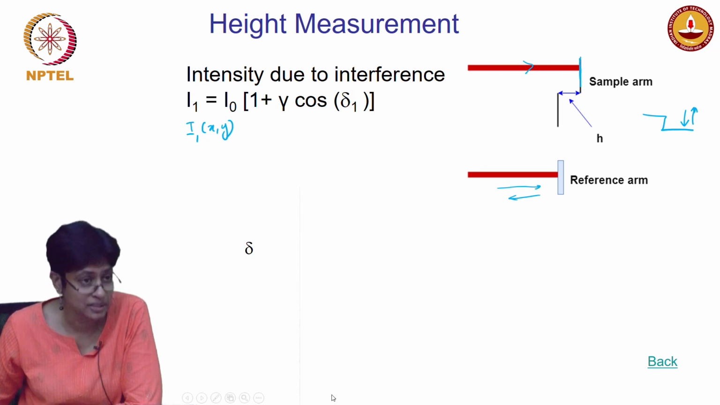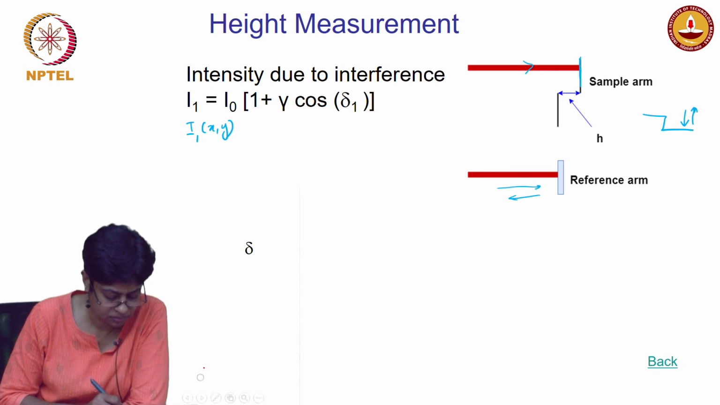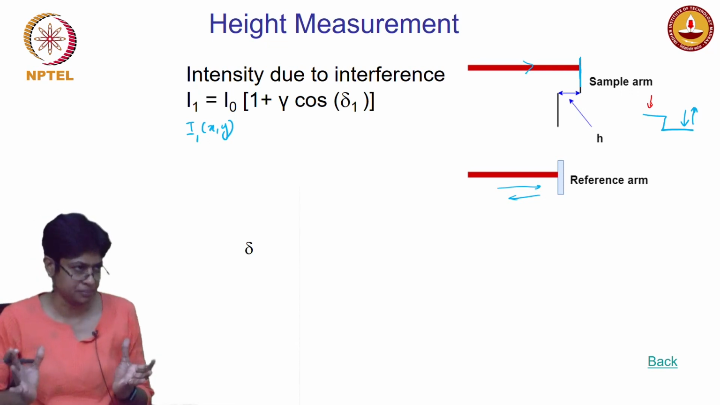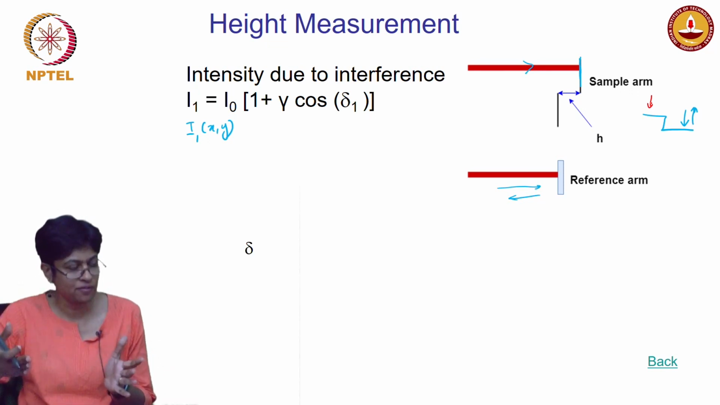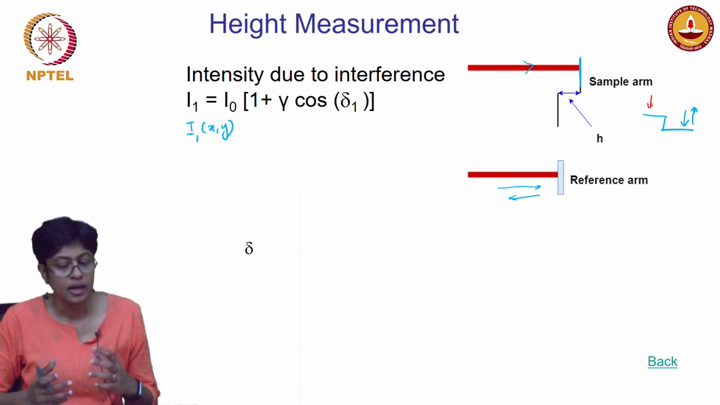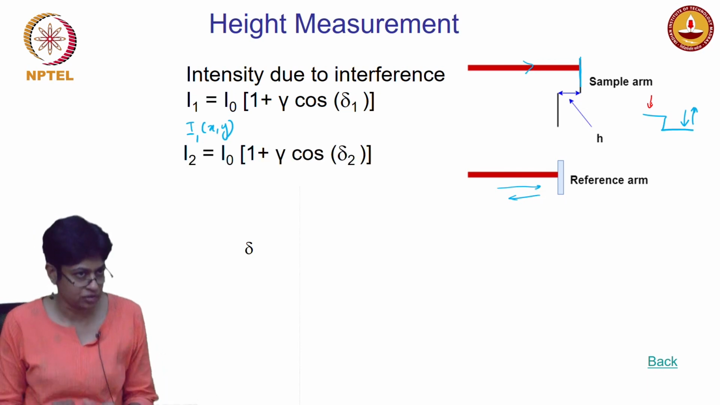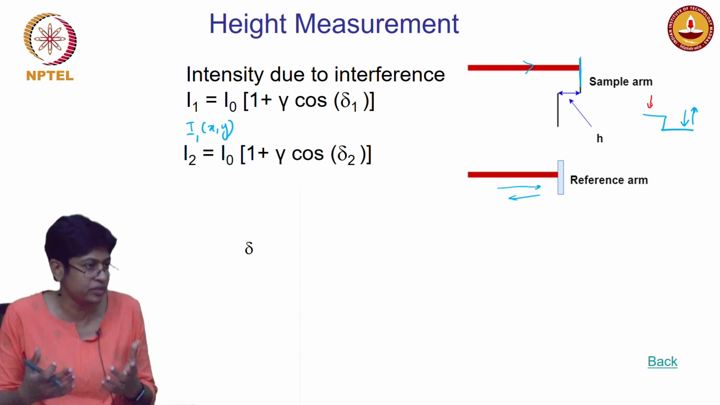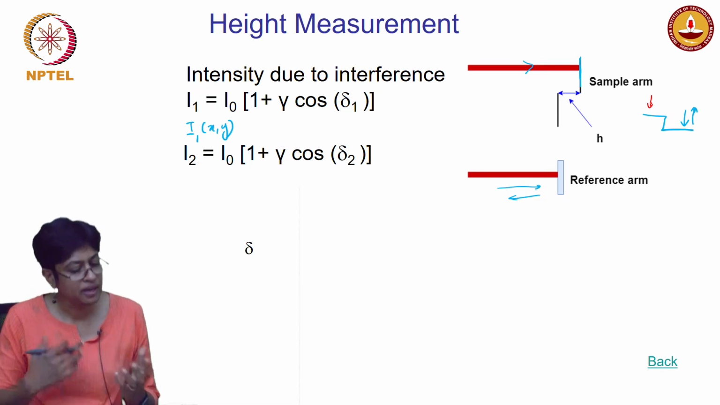Now I move the sample so that the beam falls here. I can either move the sample or move the beam, it doesn't matter. The point is my second reading is to have the beam fall at a different position of the sample. If I do that, I will get a different interference pattern. Why? Because the path length of this beam is different from the earlier case. So now I have a second one.